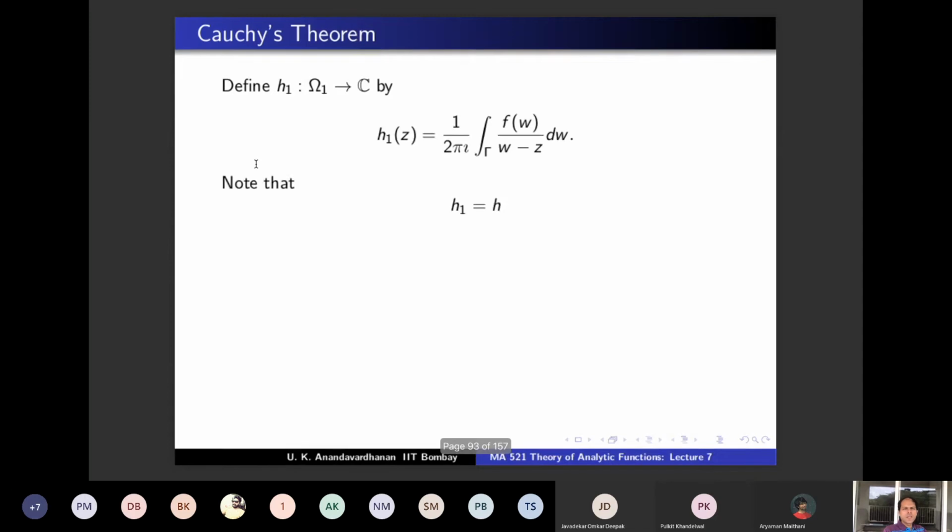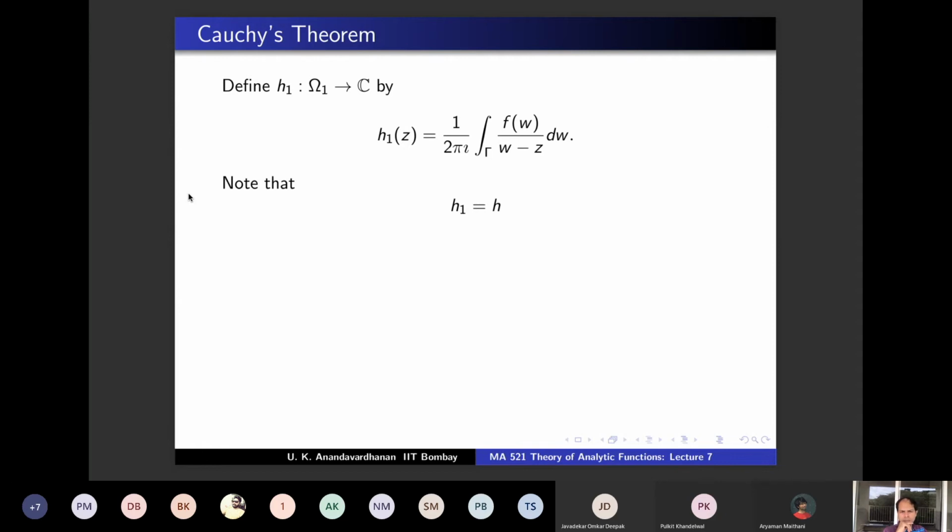So this is the definition, and the first observation is h1 equal to h, where h is defined on omega and h1 is defined on omega 1. So what's the meaning of equality? If you have a function defined on one set and another function defined on another set, what is the meaning of saying these two functions are equal? They are equal on the intersection if there is an intersection. So h1 equal to h means h1 equal to h on omega intersection omega 1. So on omega intersection omega 1, h1 equal to h.